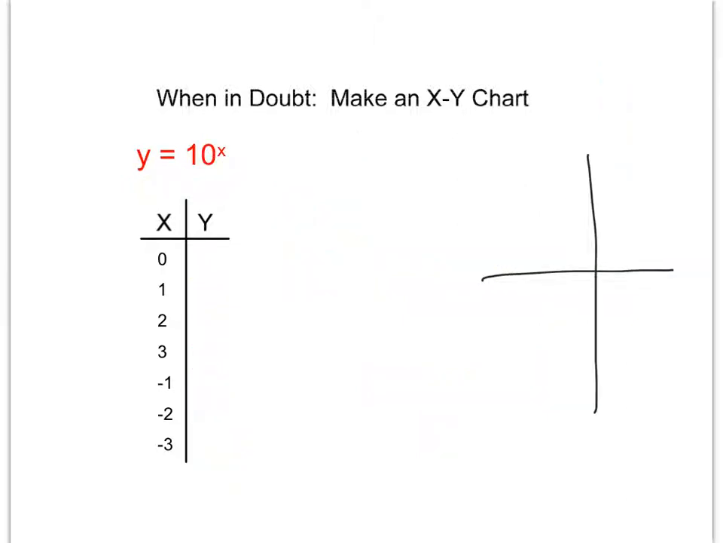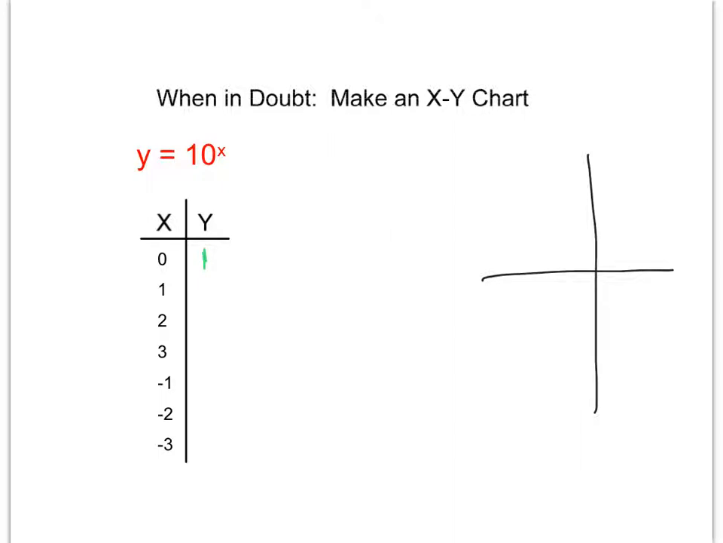Okay, let's look at a second function here, y equals 10 to the x. So we're going to make some ordered pairs. Let x be 0, 1, 2, 3, negative 1, negative 2, negative 3. So for x equals 0, that's y equals 10 to the 0, or y equals 1.